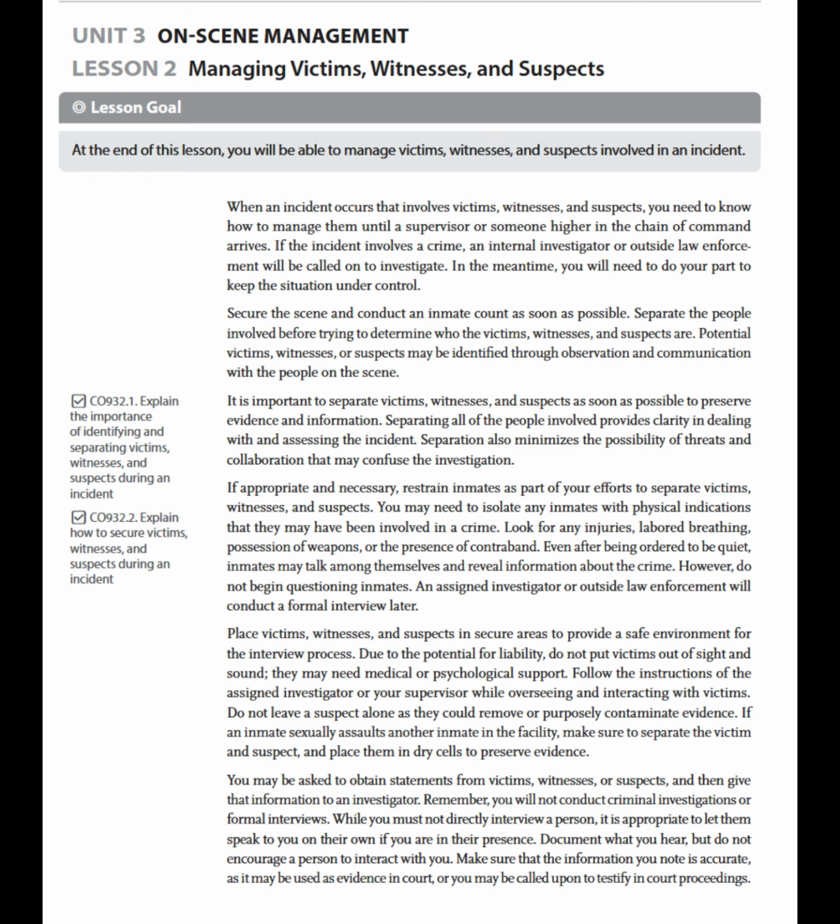Secure the scene and conduct an inmate count as soon as possible. Separate the people involved before trying to determine who the victims, witnesses, and suspects are. Potential victims, witnesses, or suspects may be identified through observation and communication with the people on the scene.